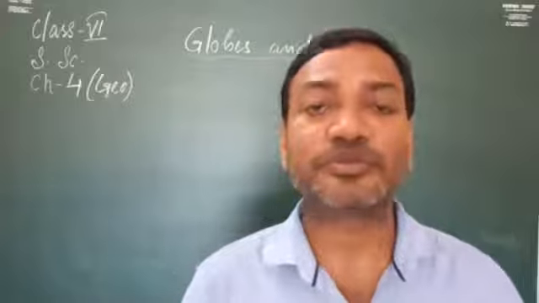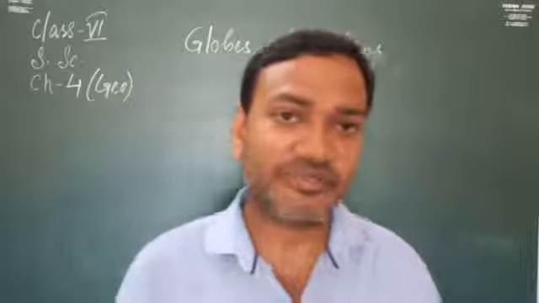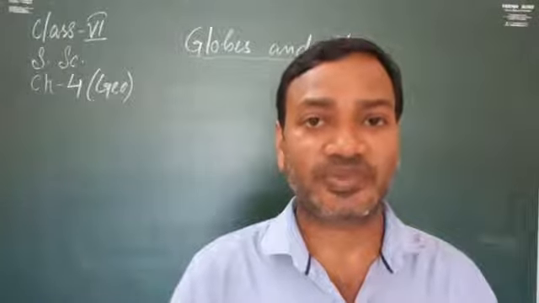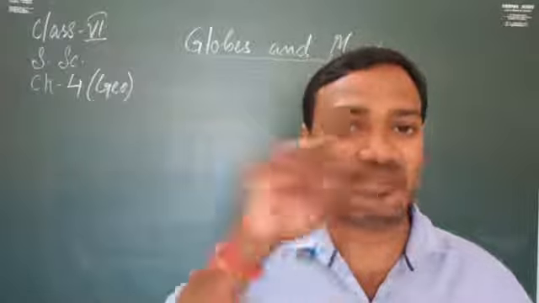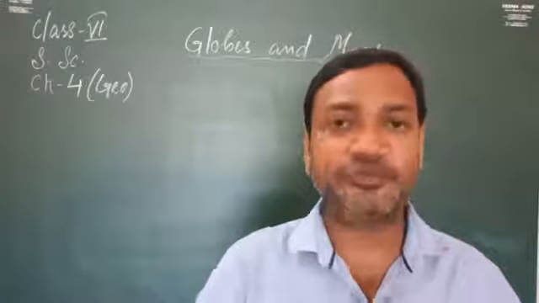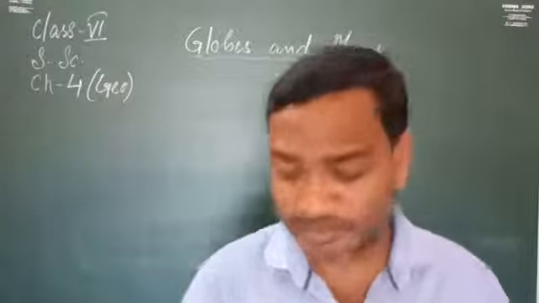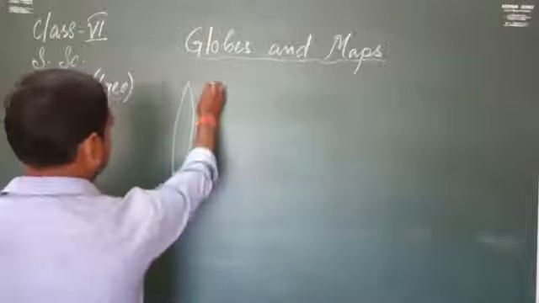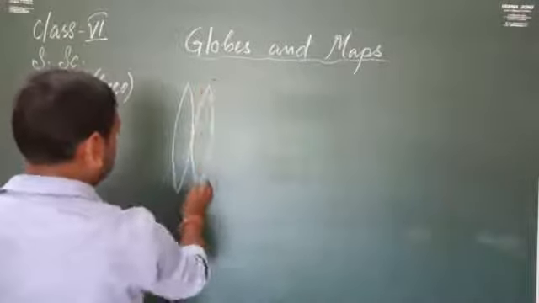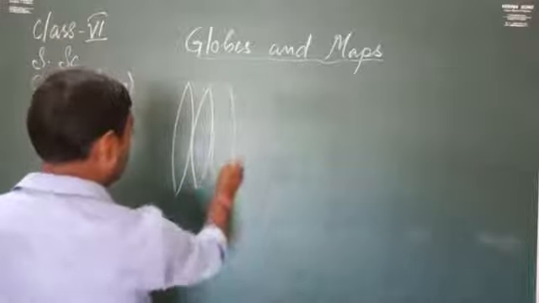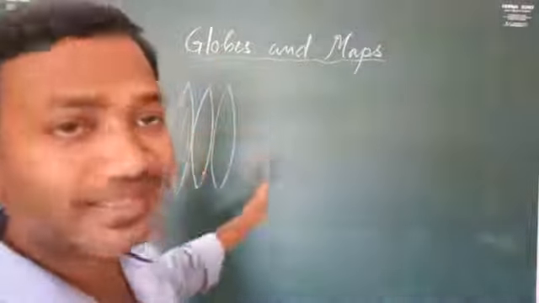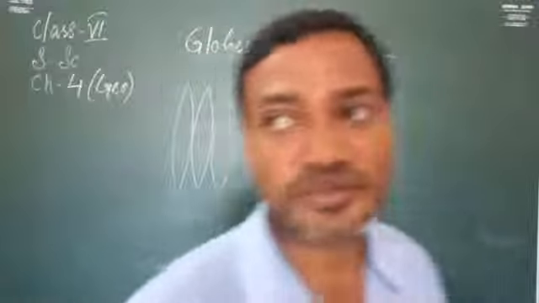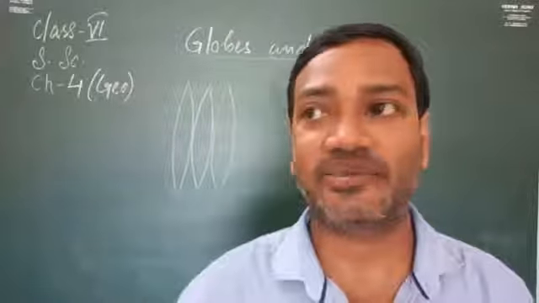However, it is not easy to draw maps. We find maps on flat paper, but it is not that easy to make a map on flat paper, because the earth is spherical in shape. If we cut the earth into pieces and keep them on a flat surface, they will look like this. So it is not so easy to make a map.